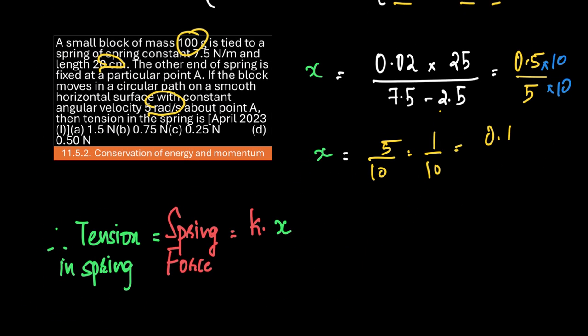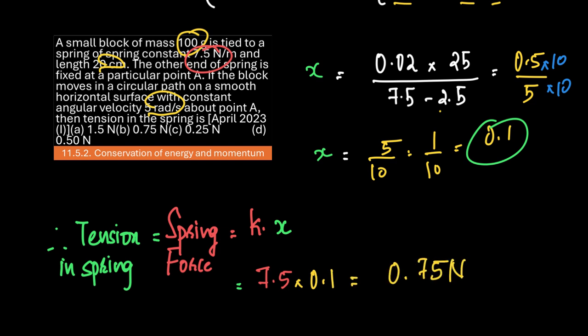And always keep this in mind. The question is to find out the tension in the spring. What is the tension in the spring? Tension in the spring is spring force, which is equal to k into x. And what is the value of k? The value of k is 7.5 from this question. And what's the value of x? x we just found out to be 0.1, which gives us the answer as 0.75 Newton. The correct option being option B.